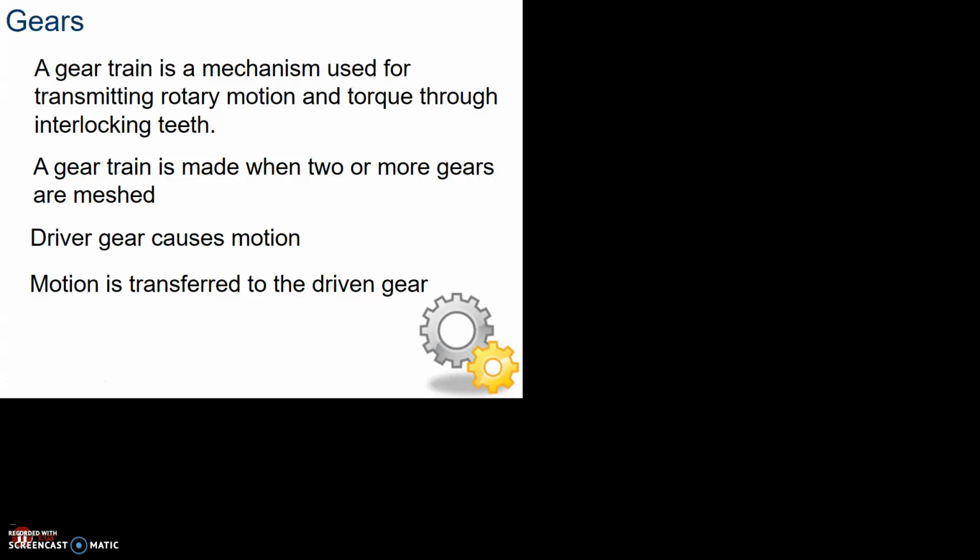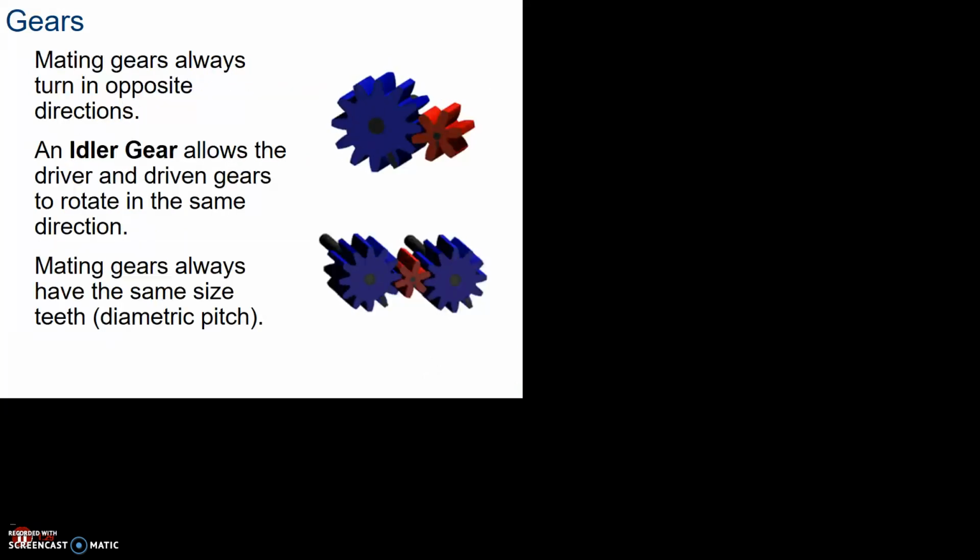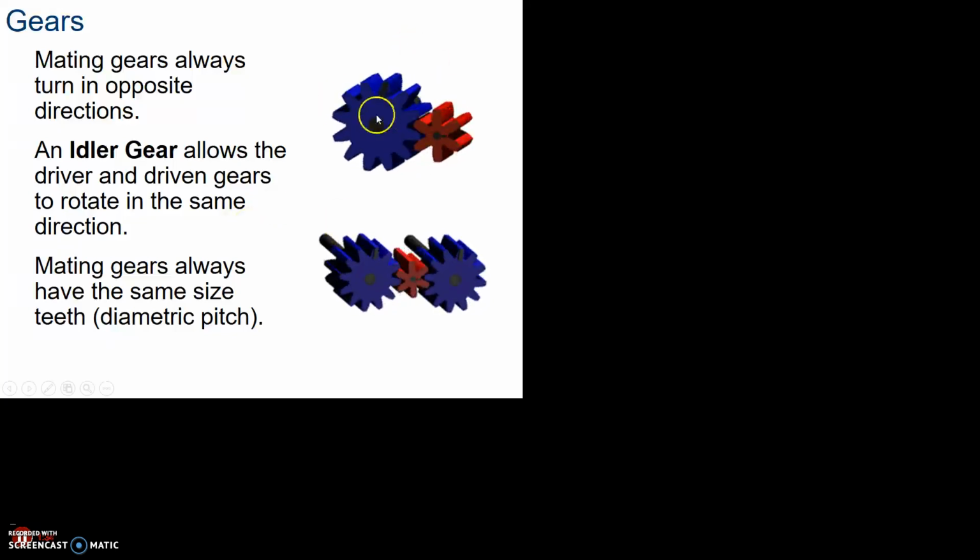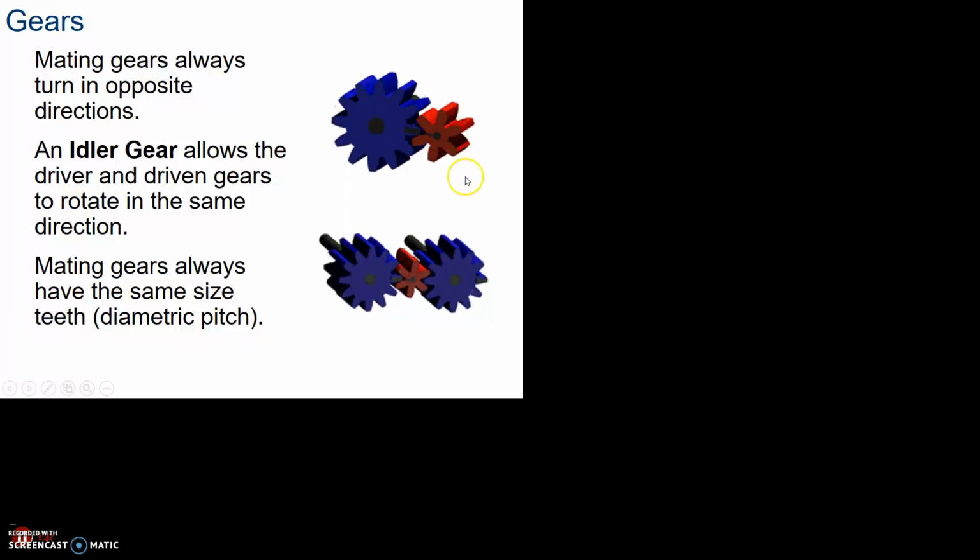Gears are simply a way of transferring that rotational motion or torque through interlocking teeth. Gears are meshed together. The driver gear is the one that's given the energy, and the driven gear is the one that's receiving that energy. So you can think of the driver gear as the engine, while the driven gear is the gears in your wheels. Now, when you mate gears together, they are always opposites to each other. You can see here they're always going to rotate opposite.